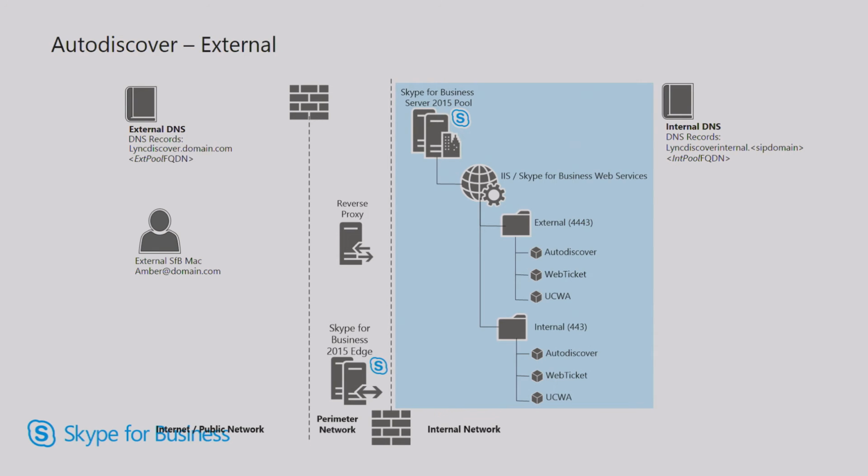So let's do this a little differently. Amber's sitting at Starbucks. She fires up her client. She is not going to be able to resolve lyncdiscoverinternal because that's not on the external network over at Starbucks. You can tell I live in Seattle. We've got Starbucks everywhere. So she goes through her reverse proxy and connects to the auto discover web service.